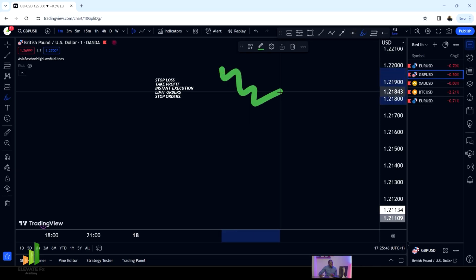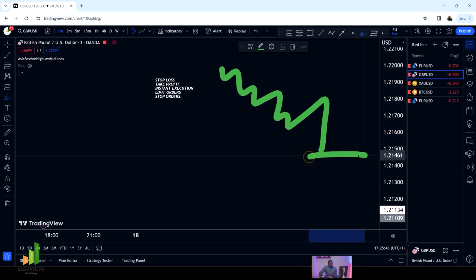It's an instant execution and you get exited from the market as well. How about limit orders? Take, for instance, you're expecting price to reach a certain price point. Like I said earlier on, the markets are dropping and you expect price to stop around here and reverse. What you're going to be using is a limit order.